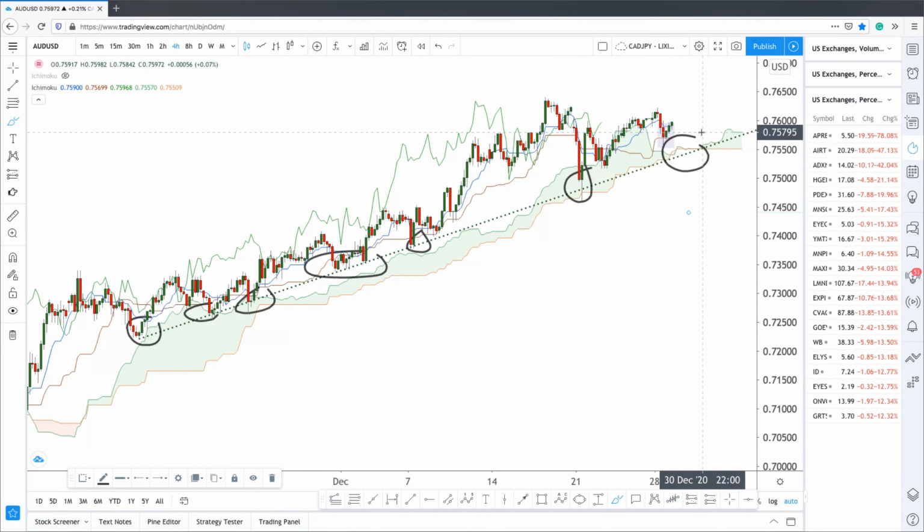So this is just something to watch in terms of how you can combine the indicators as well as trend line and Ichimoku cloud.